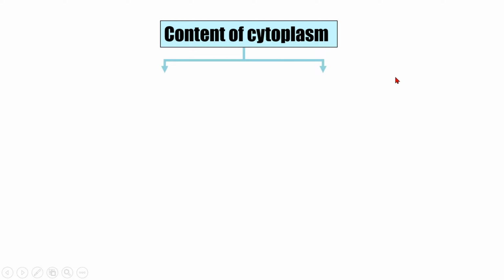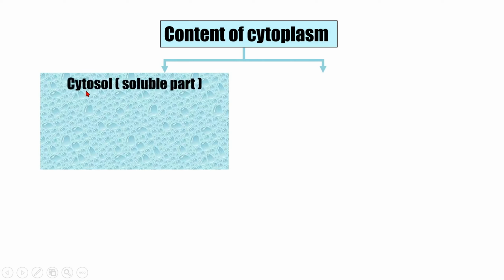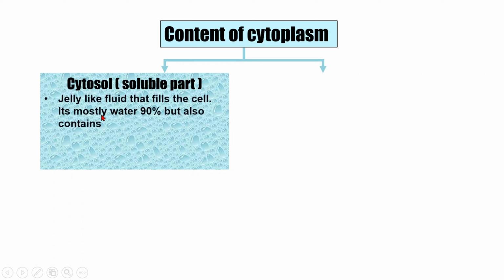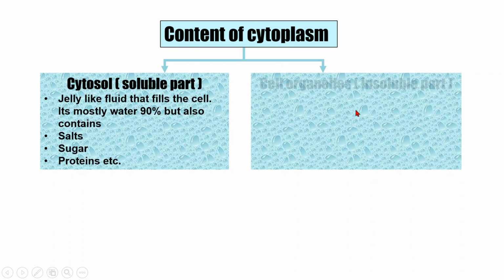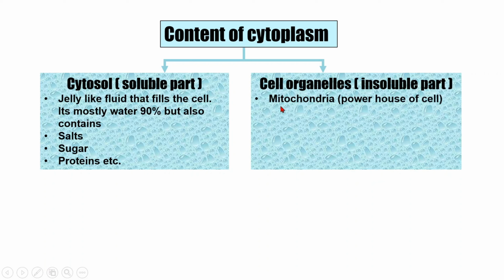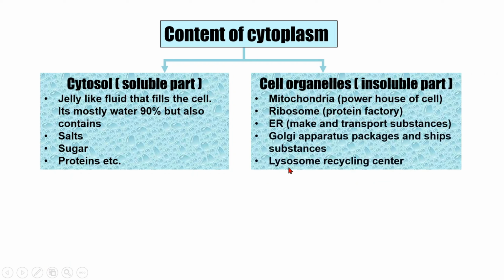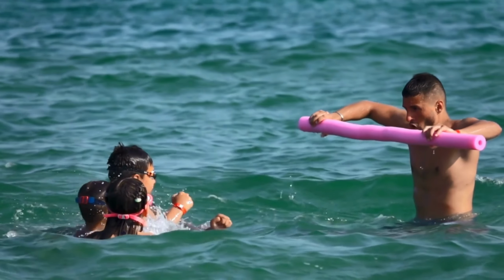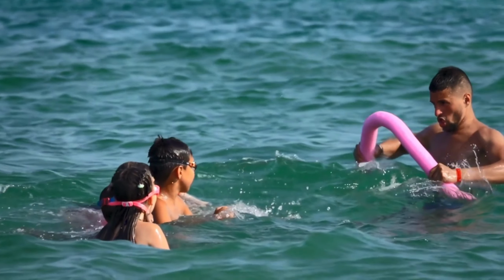Now the content of cytoplasm. We can divide the cytoplasm content into two parts, soluble part and insoluble part. The soluble part is called cytosol. Cytosol is a gel-like fluid which fills the cell, and it is mostly composed of water, about 90%, but it also contains salt, sugar, and proteins. On the other hand, cell organelles make up the insoluble part of the cytoplasm. So it consists of many organelles like mitochondria, ribosomes, endoplasmic reticulum, Golgi apparatus, and lysosomes. Do you know cytoplasm is just like a swimming pool in which the organelles are floating?